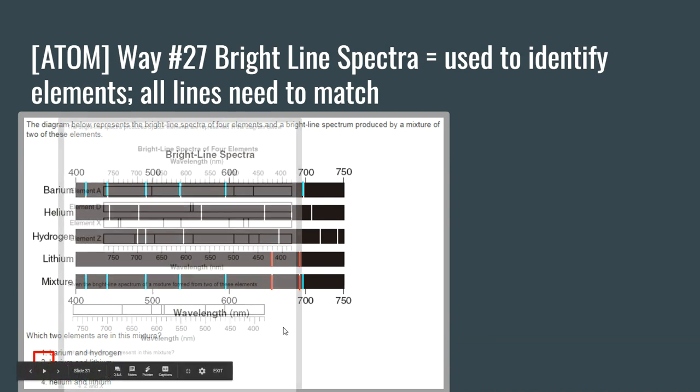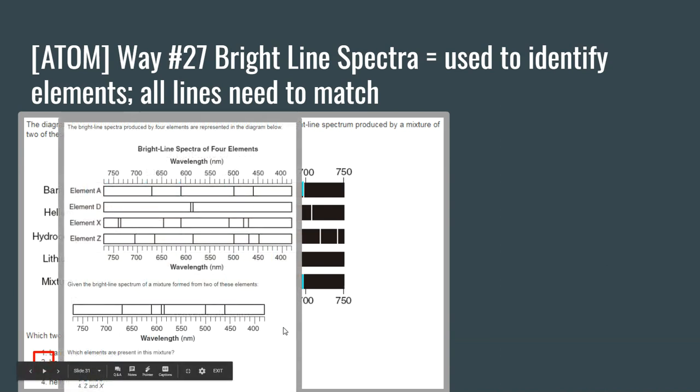Let's try another problem. The bright line spectra produced by 4 elements are represented in the diagram below. Given the bright line spectrum of a mixture formed from these 2 elements, which elements are present in this mixture? Once again, look at the lines making up the mixture and match them up with elements provided in the question.